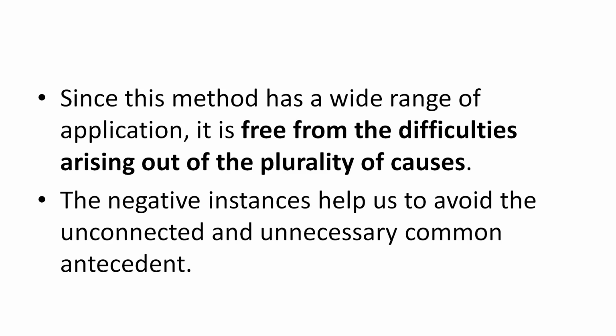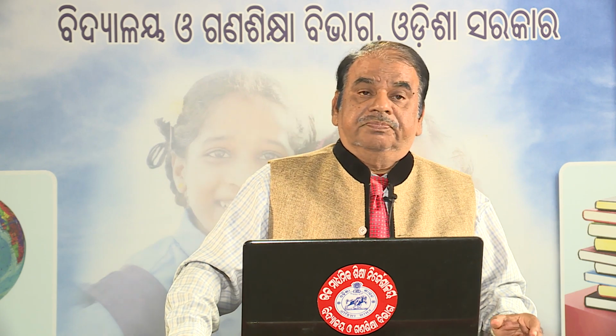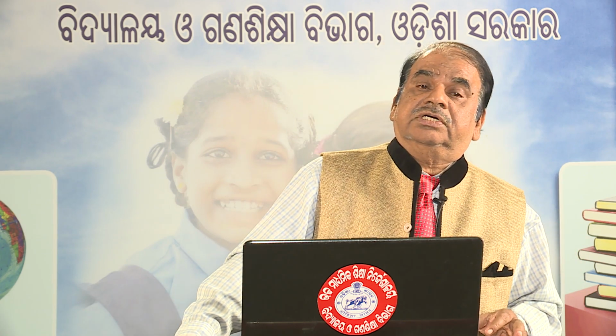Now, the negative instances help us to avoid the unconnected and unnecessary common antecedent. Sometimes this common antecedent misleads us in finding the causal relationship, but because we take the negative instances into account in this method, we have a safer way of reaching the causal relationship, and we can easily avoid the unnecessary elements in this method.